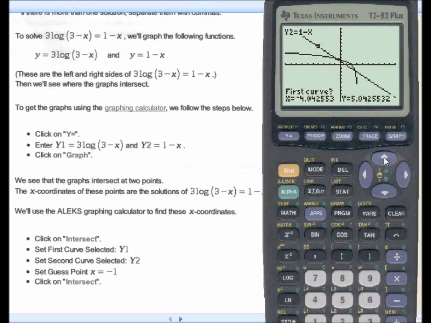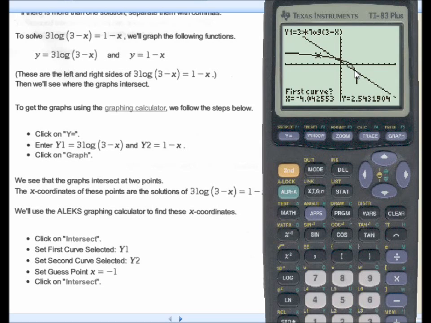I push the down arrow, it takes me back to where I was. When you want to get to this intersect point right here, you want to be as close as possible to this intersect point, because your calculator is smart enough to know that if you're close to this point, that's the one you want. If you're close to this point, that's the intersect it's going to give you.